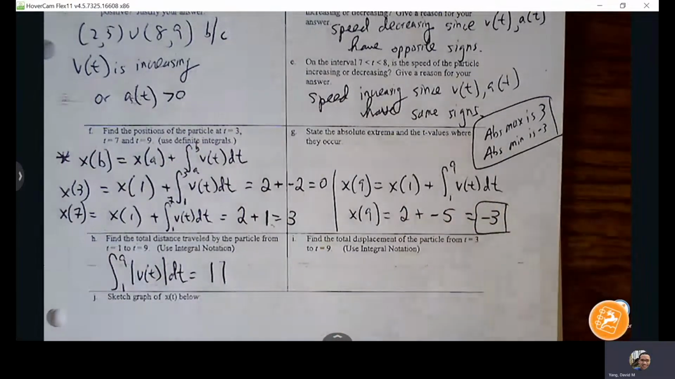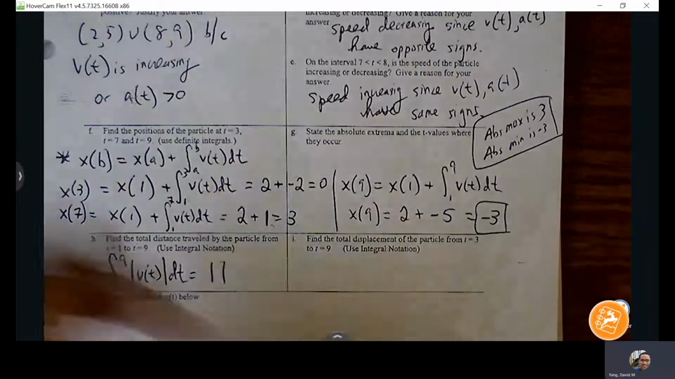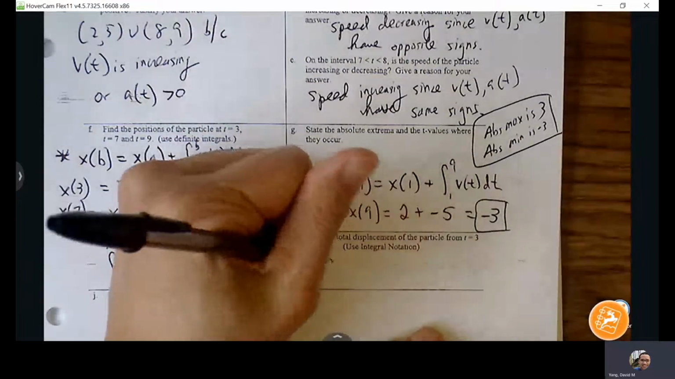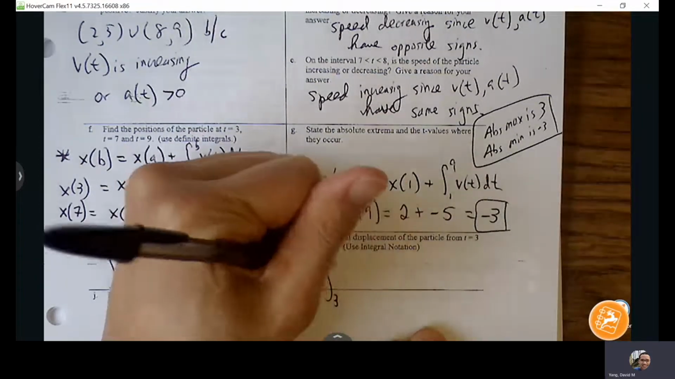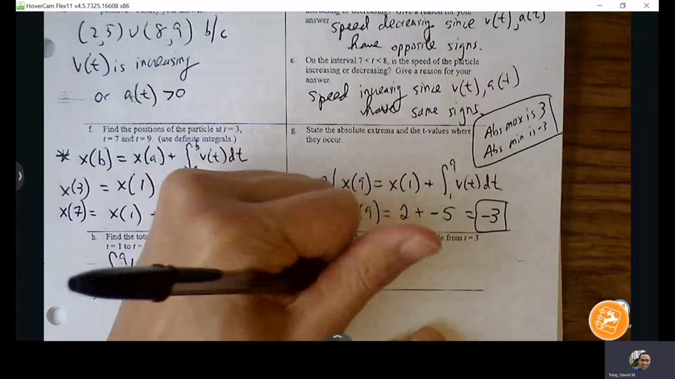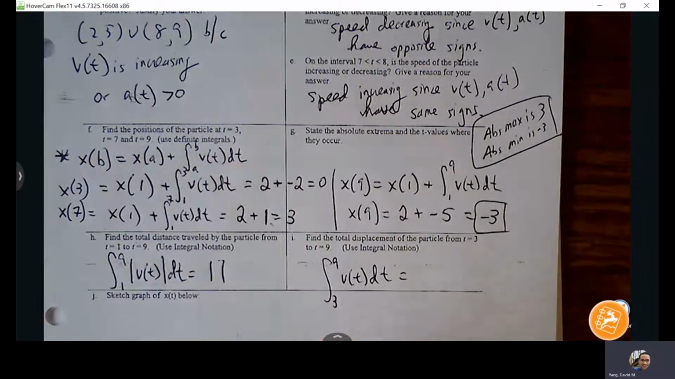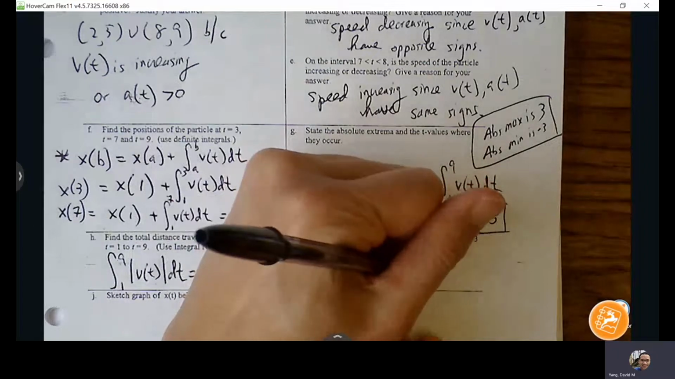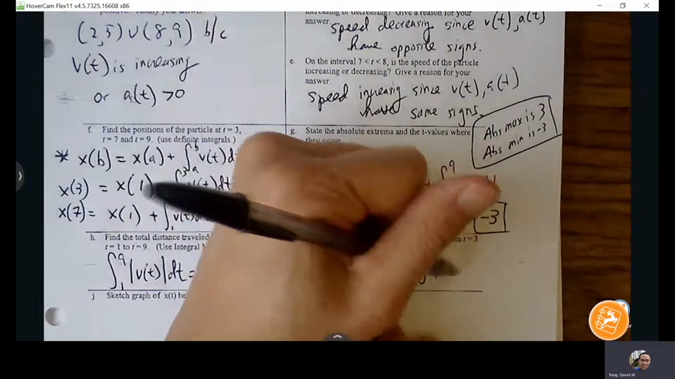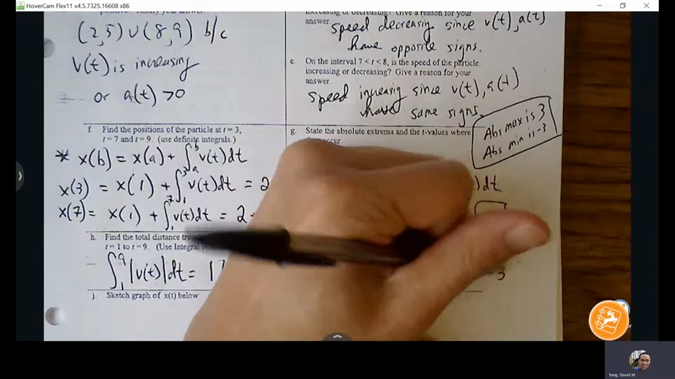Displacement just means how much progress did he make between 1 and 9. We don't care about the starting position. We just care about the integral from 3 to 9 of v of t. And here we do keep track of the positive and negative signs. So from 3 to 7 is positive 3. From 7 to 9 is negative 6. So negative 3.